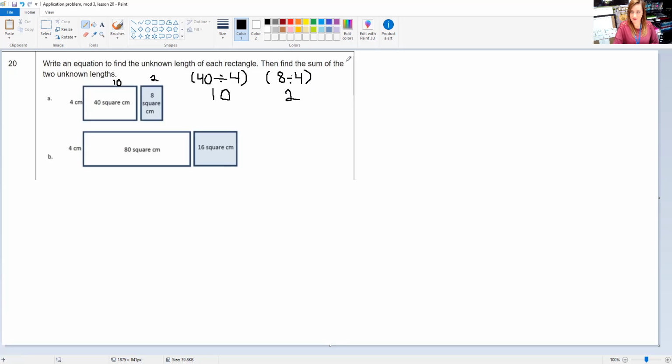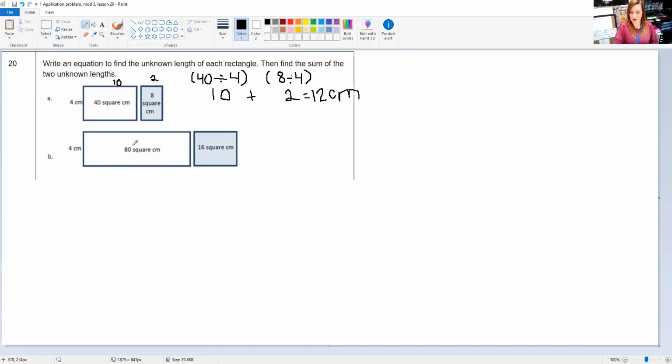So the question says, then find the sum of the two unknown lengths. So we found 10, we found 2. We're just going to add them together because that's the sum. So our sum is 12, and I see that it is centimeters. Okay, let's do this one.